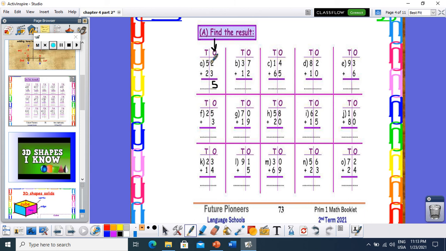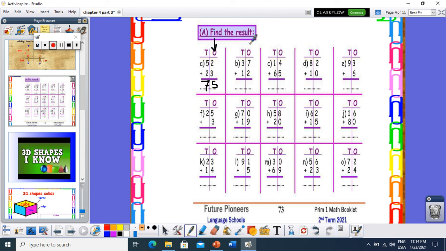Excellent. 2 plus 5. Put 5 in my mind, 2 in my finger. After 5, 6, 7. So I will write 7 on the tens home. So the answer now is 75. Number B, 37 plus 12.